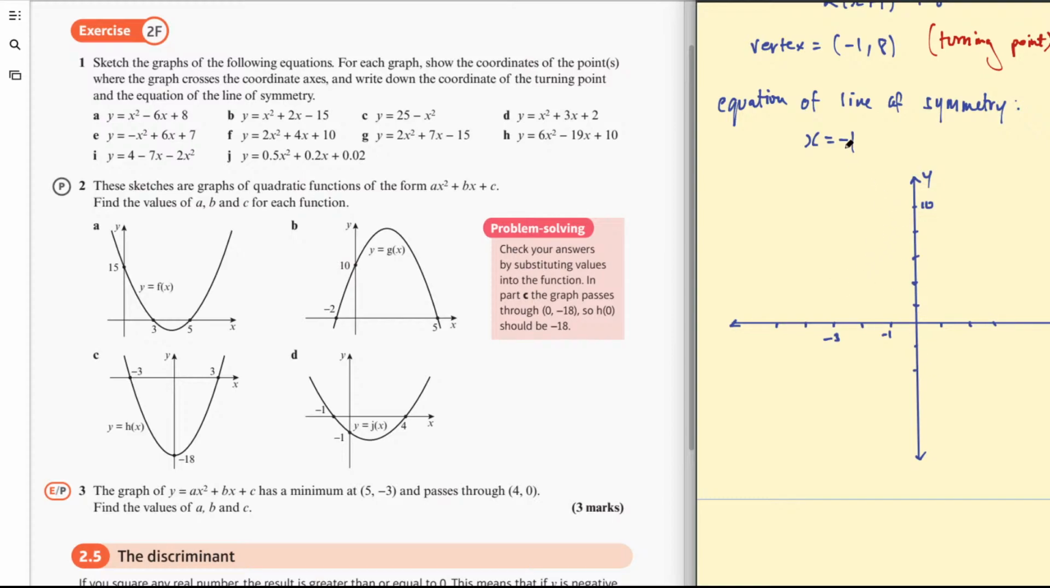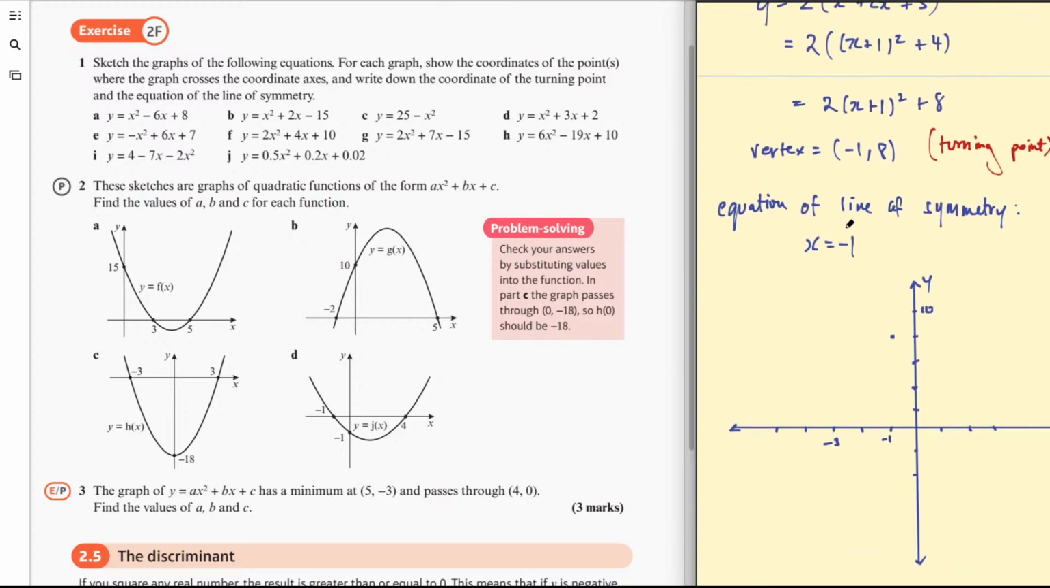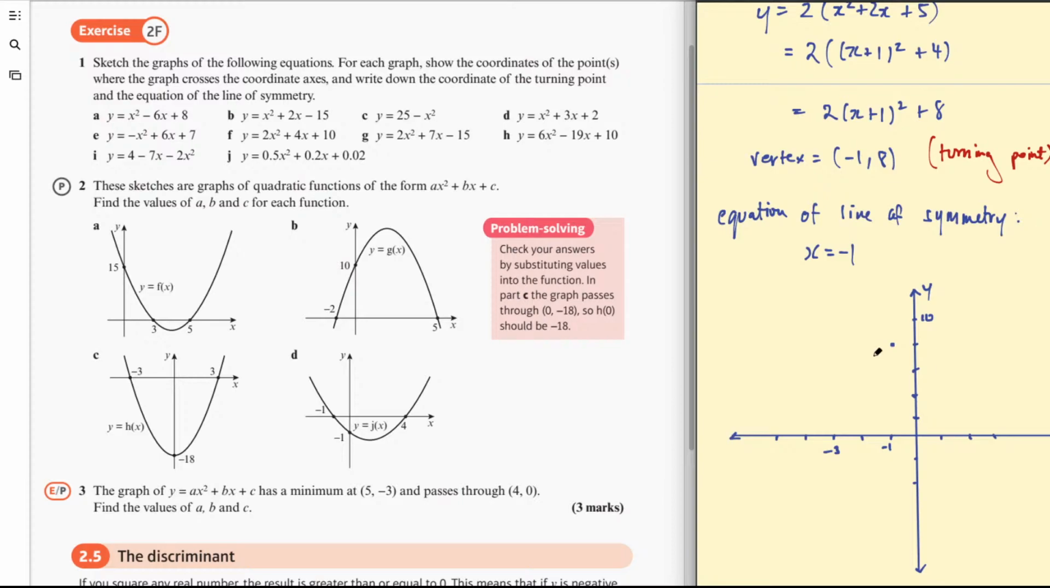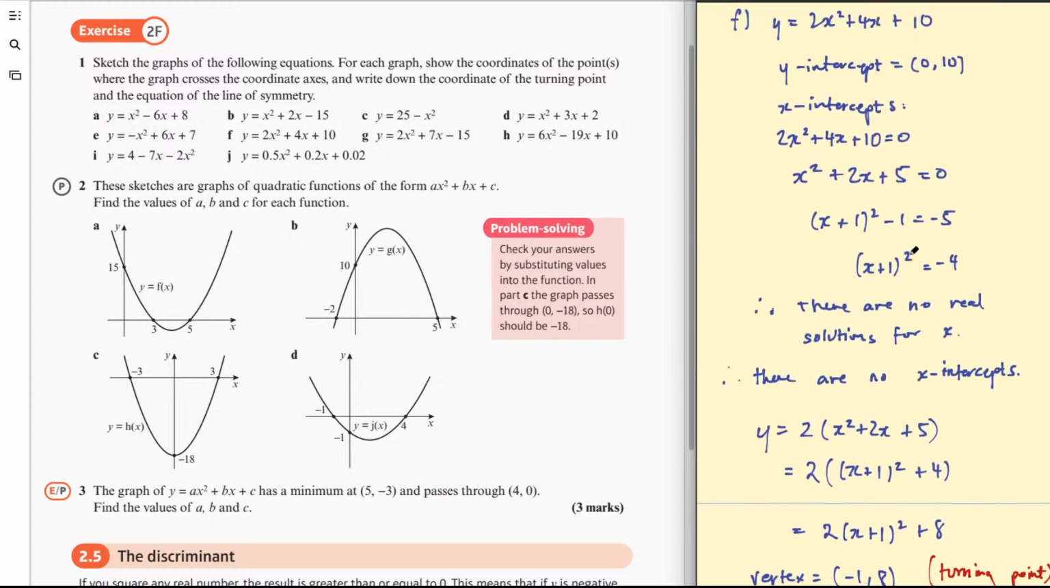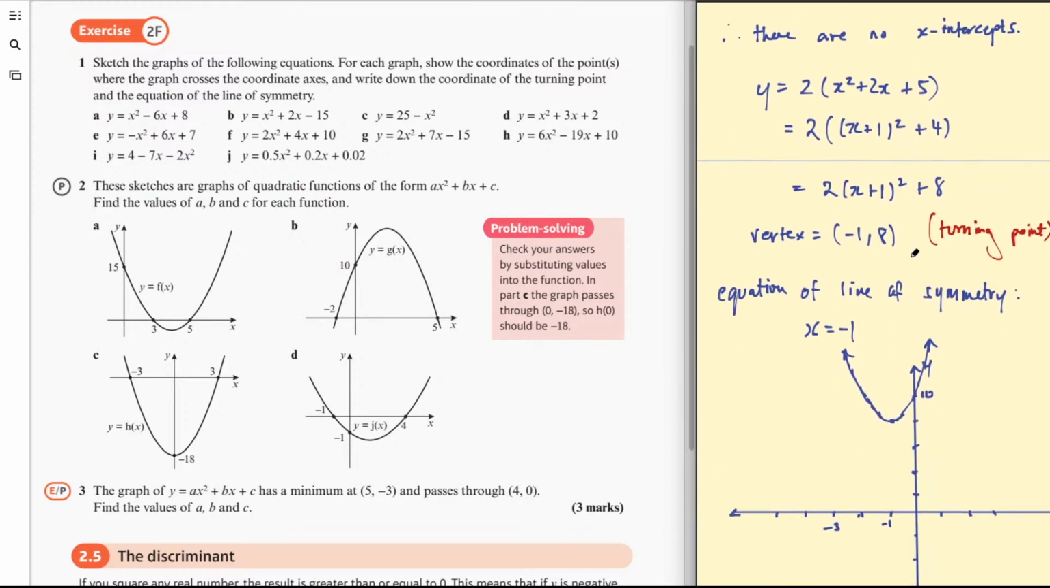Okay, so again, the turning point, -1, 8, that was here. The y-intercept was 10, and the line of symmetry was at -1. So I guess we'd have another point at -2, 10, and then draw that in. Okay, so that is the graph of y equals 2x squared plus 4x plus 10.